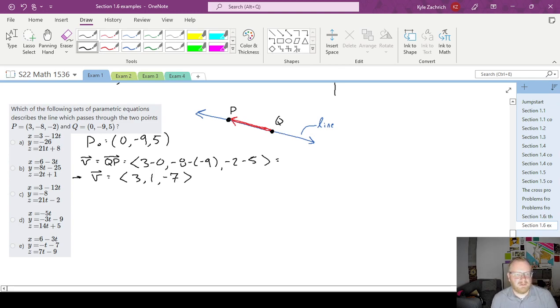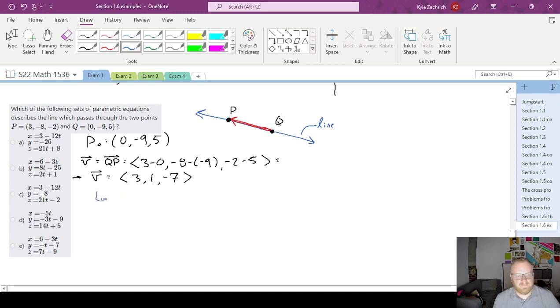Okay, which of the following sets of parametric equations describes a line which passes through the points this and this? Well, whatever line we find has to look something like this. Let me just double check that I did everything right here. So negative 8 minus negative 9, negative 2 minus 5, 3 minus 0. Okay. So we are looking for 3, 1, negative 7.